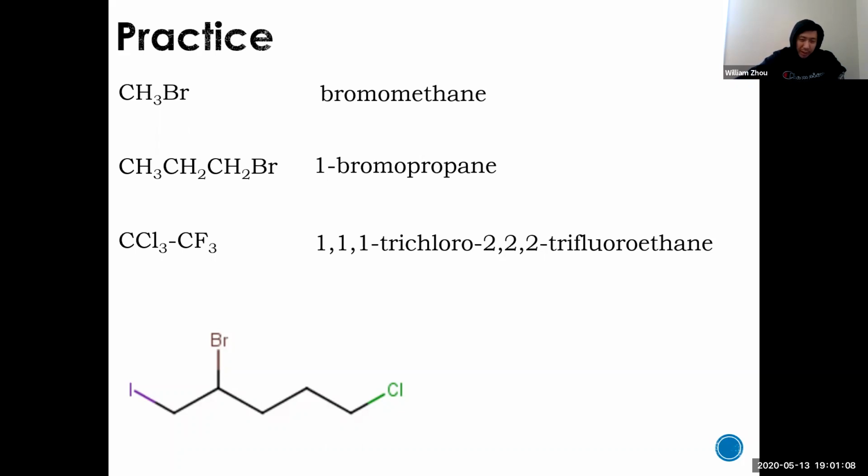Because you can mix and match. You can have 1 chloro on carbon 1, 2 on carbon 2. That would be 1, 2, 2. You see what I mean? So the 1, 1, 1 is just a combination. They all happen to be on carbon 1. Same thing with the 2, 2, 2. The fluoros don't all have to be on the second carbon. They could be mixed.